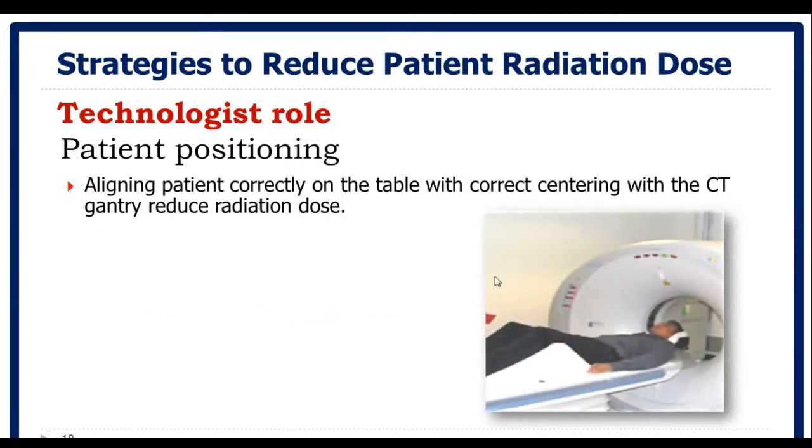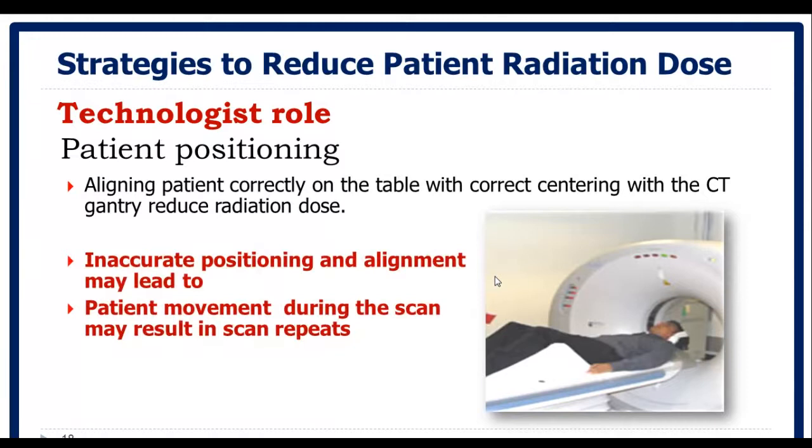Patient positioning, this is a direct responsibility of the technologist, and aligning the patient correctly on the table with correct centering with the CT gantry reduces radiation dose, because we will have the required information without any errors. And from the practice, inaccurate positioning may lead to patient movement during the scan and may result in scan repeats.